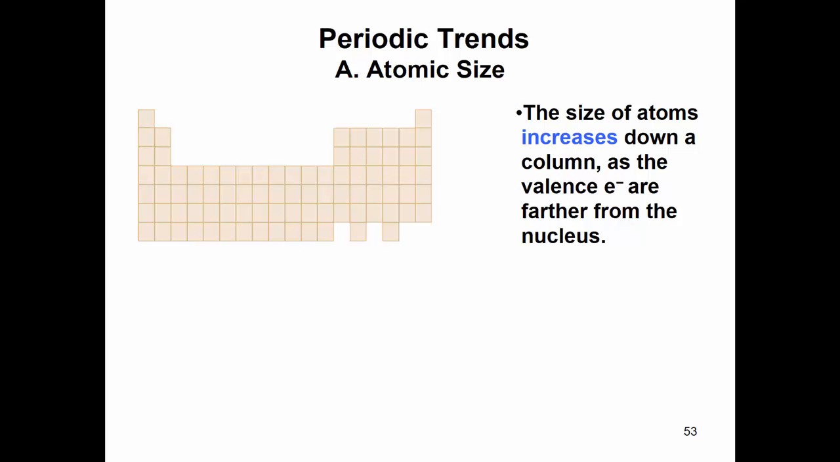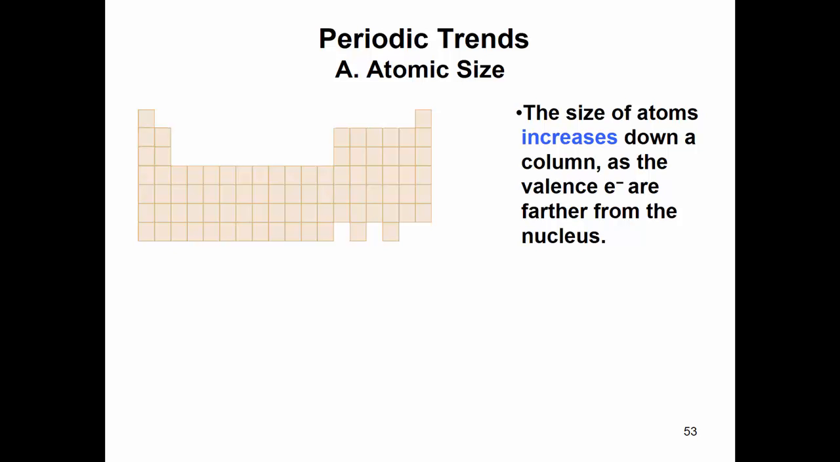Hi everyone, this video is on periodic trends. Hopefully you are starting to see how useful the periodic table is and how we can use it for coming up with configurations, for getting valence electrons, looking at reactivity, properties, and so on. These are just a couple more trends that we can use from the periodic table, and we're going to look at atomic size and ionization energy.